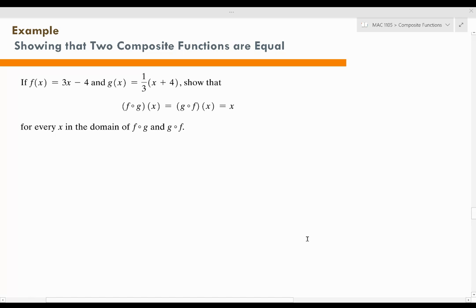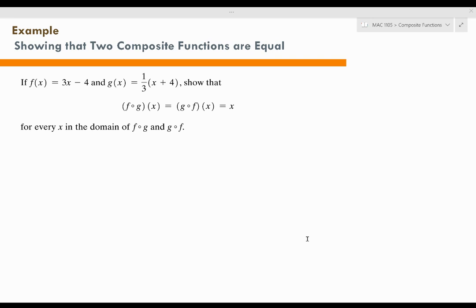All right, you guys, for this next example, they want us to show if two composite functions are equal. Okay, so let's read the directions. It says if f of x equals 3x minus 4 and g of x equals 1/3 x plus 4, show that f composed of g of x and g composed of f of x equals x, for every x in the domain of f of g and g of f.